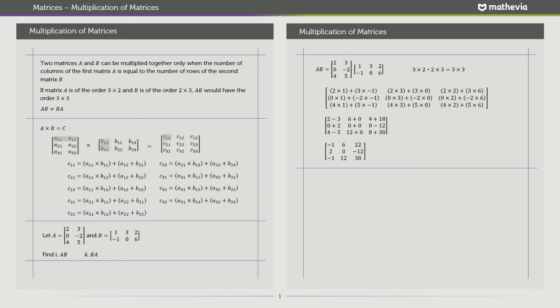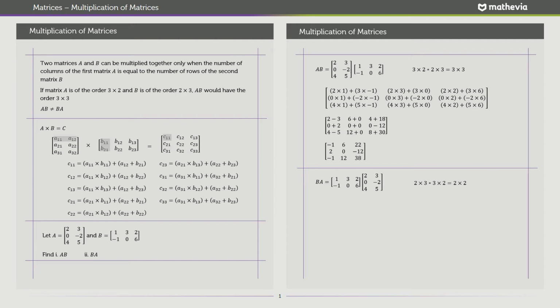For every element position in your result, you just make use of the row of A and the column of B. If you're looking for the element in the second row, second column, you make use of the second row of A and the second column of B. It's quite simple. Okay, let's do B times A.